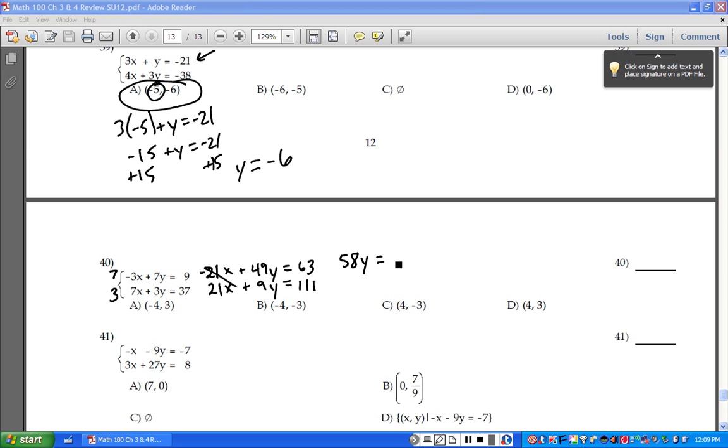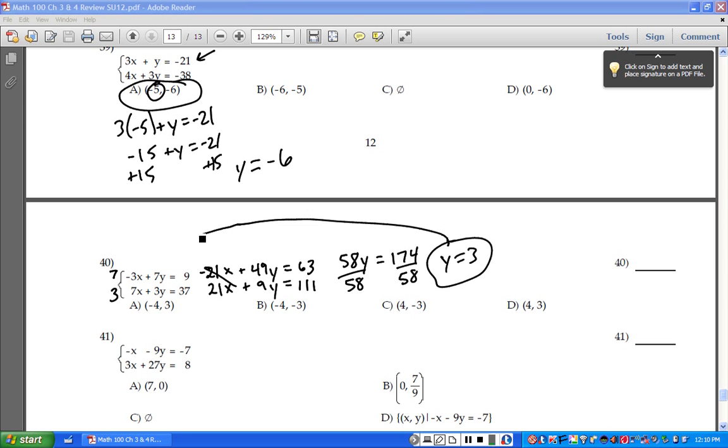And I have a 174. Divide both sides by 58. And so that's going to be 3. So y is 3.